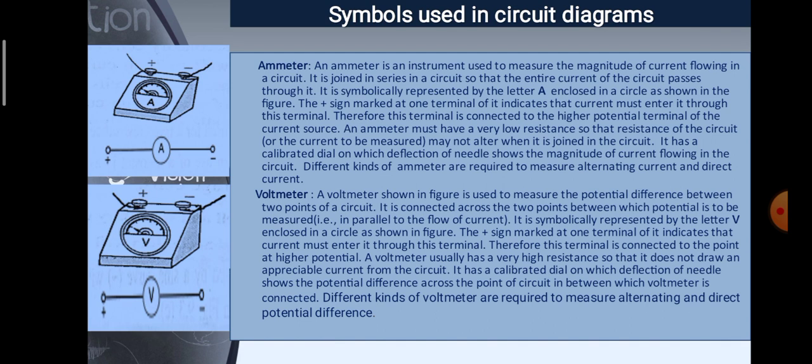A voltmeter usually has a very high resistance so that it does not draw an appreciable current from the circuit. It has a calibrated dial on which deflection of needle shows the potential difference across the points of circuit in between which the voltmeter is connected. Different kinds of voltmeter are required to measure alternating and direct potential difference.